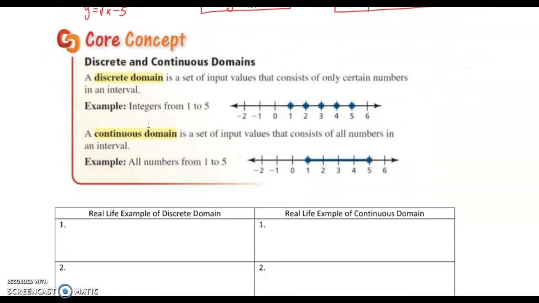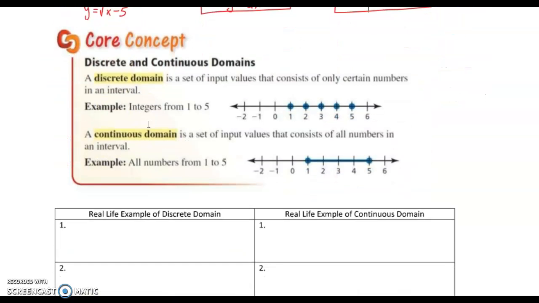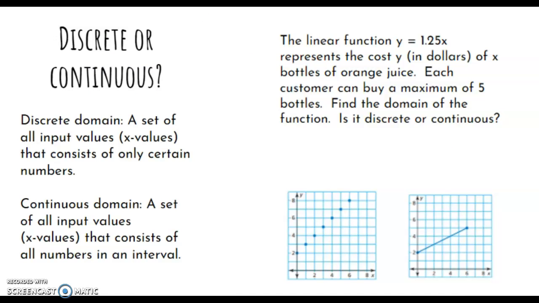So let's go ahead and talk about discrete and continuous domains. Okay, I'm going to go ahead and flip to our foldable. So this is the last page in our foldable, and then we should be ready to go ahead and glue it in our interactive student notebook. So discrete or continuous. The discrete domain is a set of all inputs, x values, that consist only of certain numbers. So I'm going to give you an example in just a second of that. Let's talk about continuous real quick. Continuous is a set of all input values that consist of all numbers in an interval.